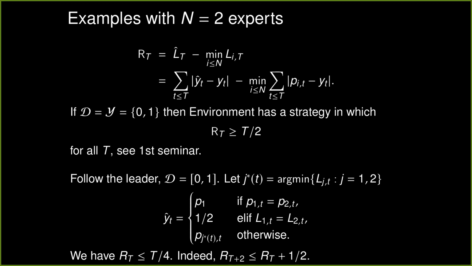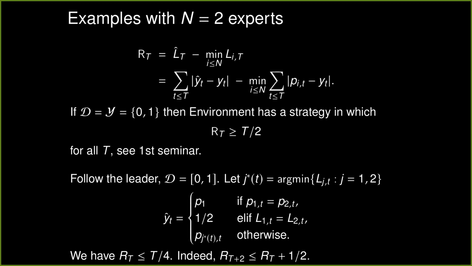Also 1 point. So the best expert's loss is increased by 1 point. Okay. So we consider the same example again with 2 experts. I forgot to tell this. So we have 2 experts. They say something different.